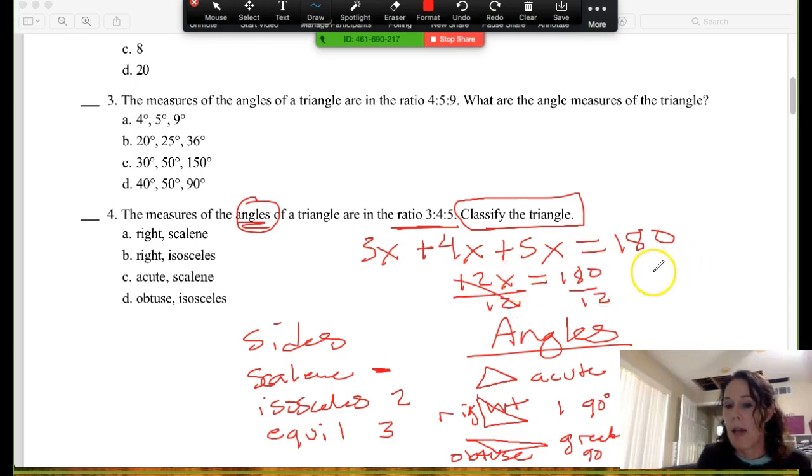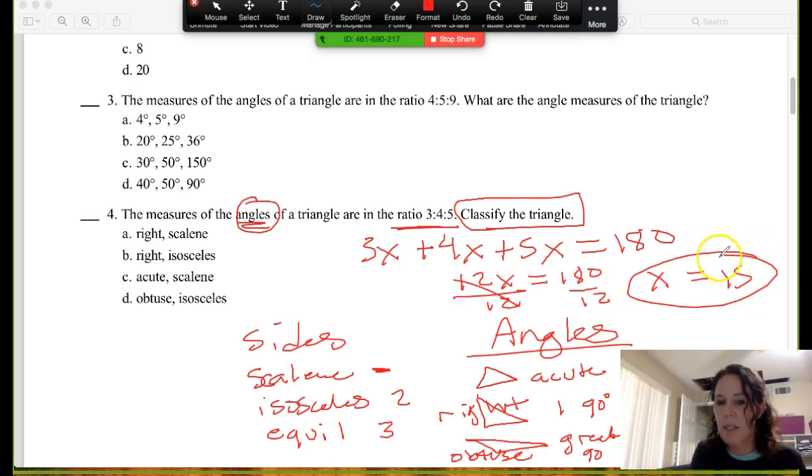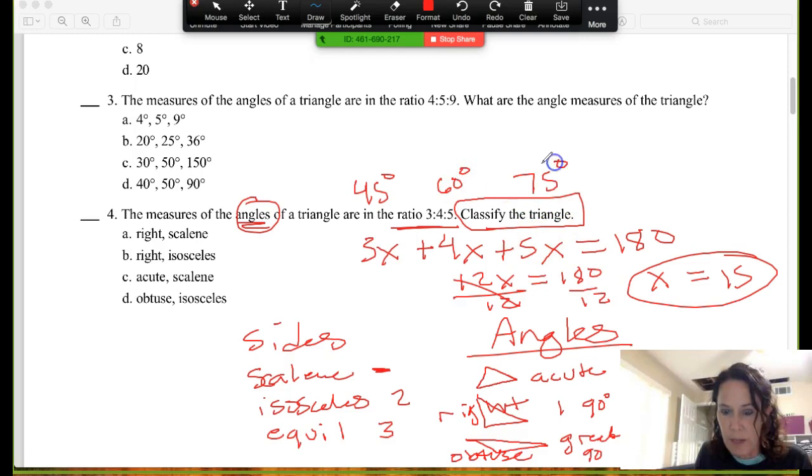And then x is going to be, I'm going to write it over here because this is down here, 180 divided by 12, which is 15. Now x is 15. Let's figure out what the measures of the angles were. Well, 3 times 15 is 45, so one of the angles is 45. 4 times 15 is 60 degrees. 5 times 15 is 75 degrees. And when I add these all up, they do equal 180.